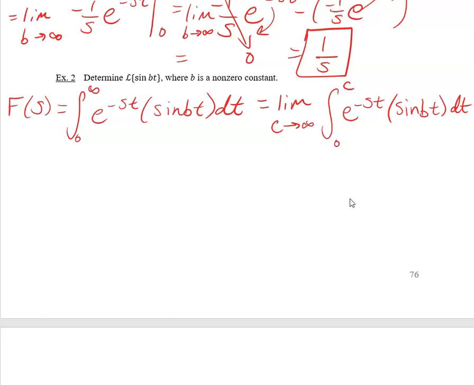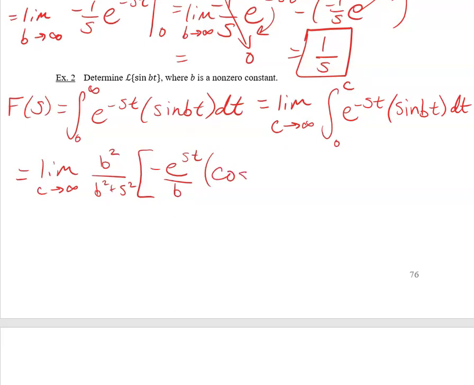So let's write this out. I've got the limit as c approaches infinity of b squared over b squared plus s squared times negative e to the st over b, sorry, I'm looking at my notes here, times the cosine of bt plus s over b times the sine of bt. And we're going from 0 to c.